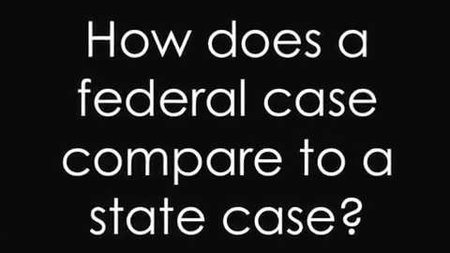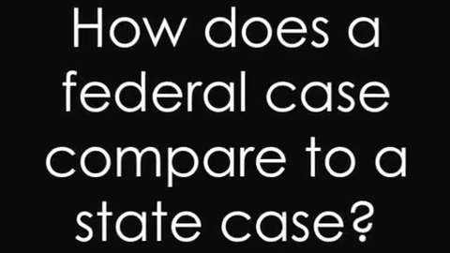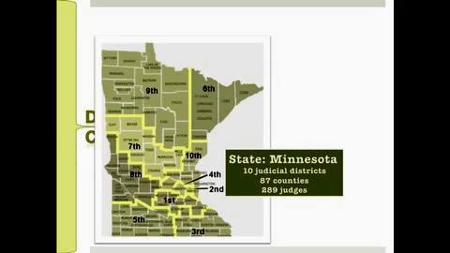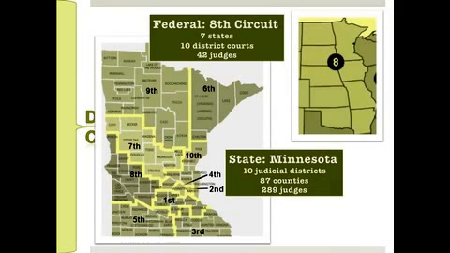How does a federal case compare to a state case? Well, it depends largely on the jurisdiction. In the state of Minnesota, there are 10 judicial districts. These districts consist of 87 counties and are made up of 289 judges. The federal courts, on the other hand, consist of the entire 8th Circuit, which includes 7 states and 10 different district courts, but only has 42 judges.